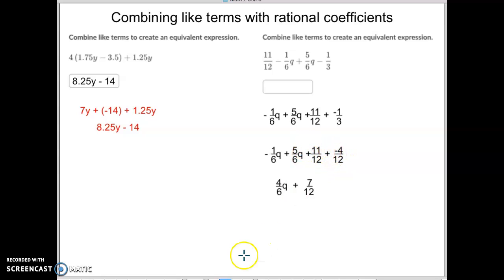And when I take the positive 11/12 and I add a negative 4/12, 11 plus negative 4 is positive 7 for right here. So my answer should be, and I think I'll have a mistake on here. Yep, there it is. My answer should be not a negative 2/3, but a positive 2/3 q. Remember that 4/6 could simplify to 2/3 q plus 7/12. And that's how you do those.